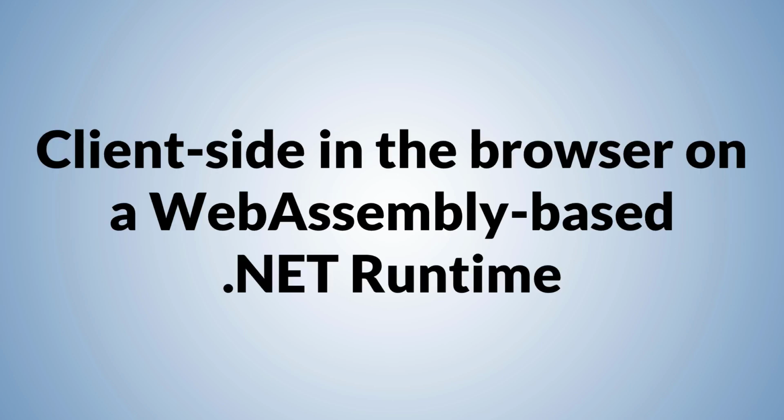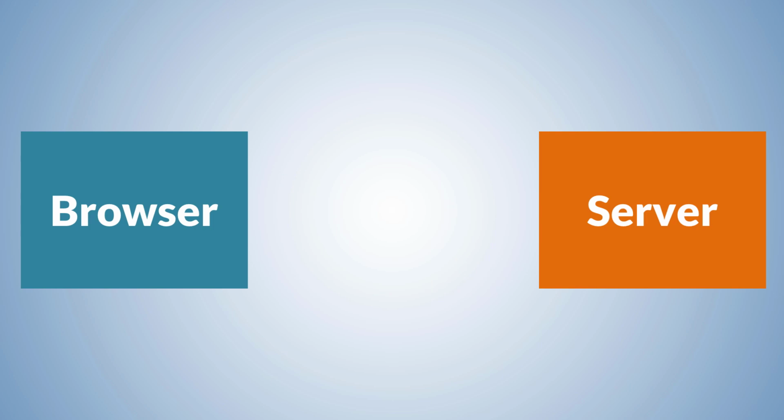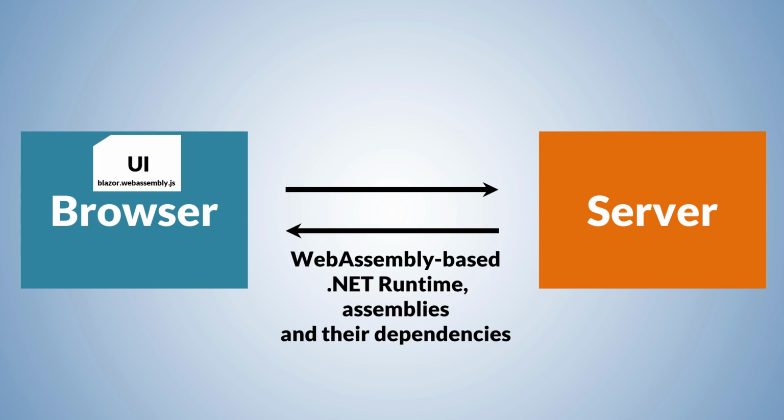Next, we have the Blazor WebAssembly hosting model. In this model, the Razor component executes on the client inside the browser on a WebAssembly-based .NET runtime. So here, a script called blazor.webassembly.js downloads the WebAssembly-based .NET runtime, the required .NET assemblies, and the dependencies from the server, and then the application starts executing on the client inside the browser.